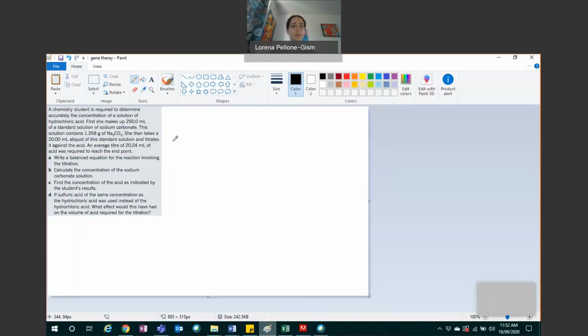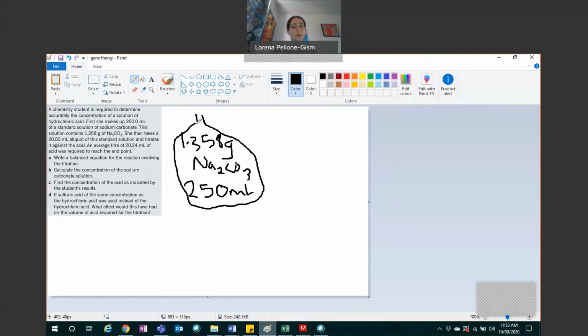So, chemistry student required to determine the concentration. 250 ml of a standard solution. This solution contains 1.358 grams of sodium carbonate, molar mass 106 from last time, and putting it in a 250 ml flask. I'll draw it in the flask because I'm in Paint here. That's a terrible flask. Now, you're putting it in the flask, you take a 20 ml aliquot. Aliquot: concentration same, moles decreases, and you're taking 20 mL of it and putting it in the conical flask.